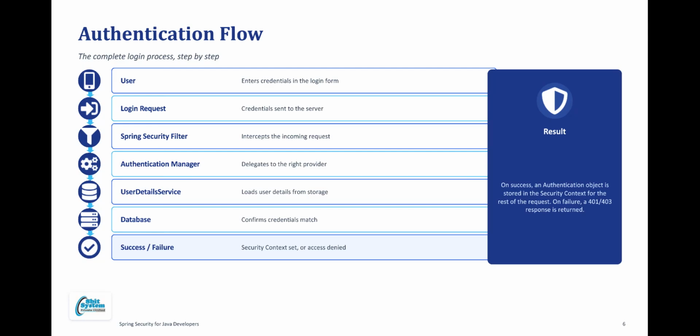Here's the login journey. Step by step, the user enters credentials sent as a login request. The Spring Security filter intercepts it, and the authentication manager uses the user details service to pull the matching record from the database. Match and the security context is set. No match and access is denied.